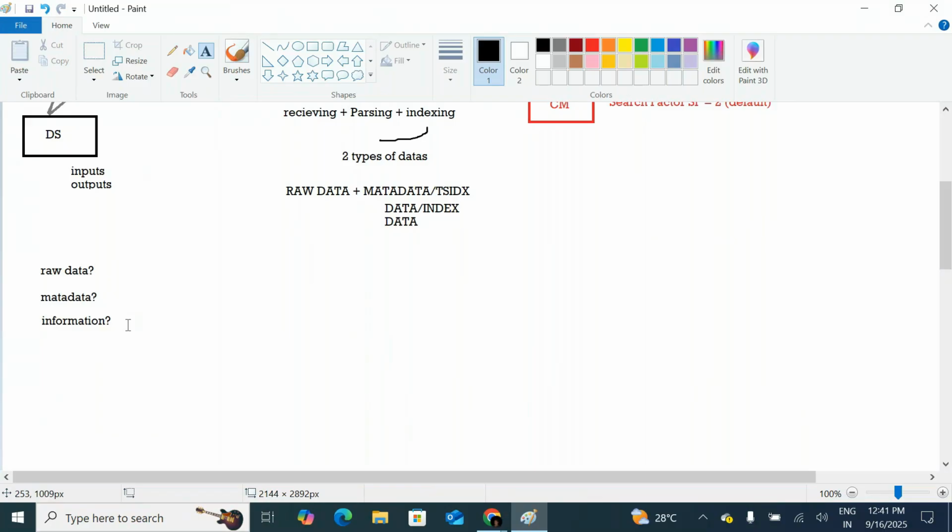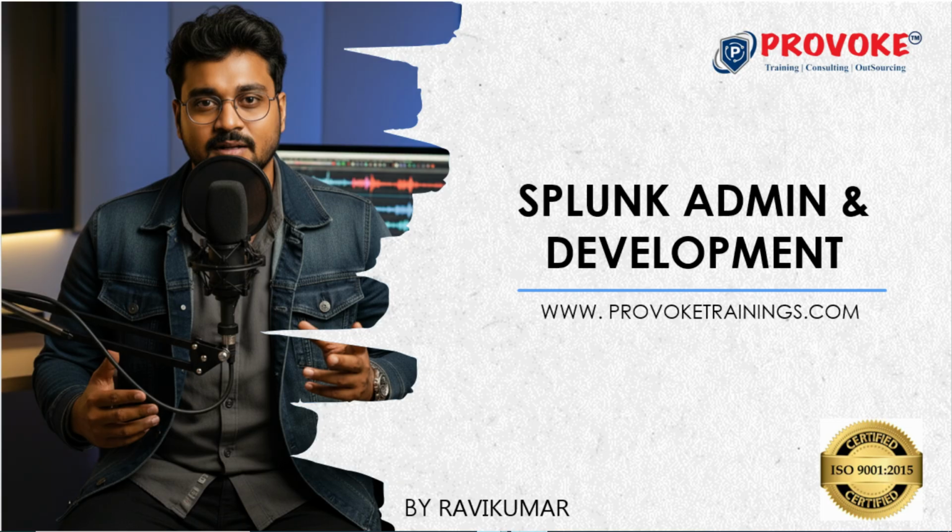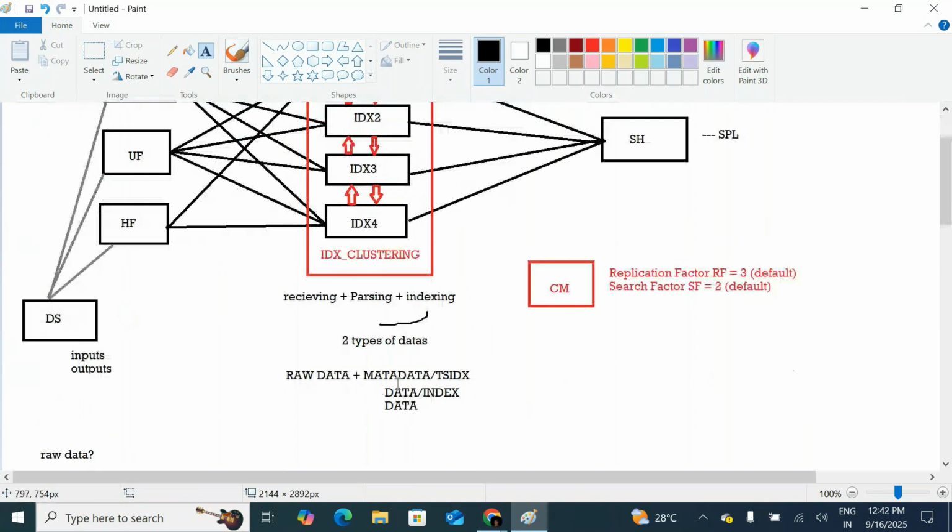While Splunk is storing raw data, Splunk automatically creates metadata for that particular raw data. I am not creating it; Splunk is creating metadata and storing it along with the raw data. You got my point? The raw data is in the form of journal.gz, zip format. Metadata is in the form of TS-IDX files.